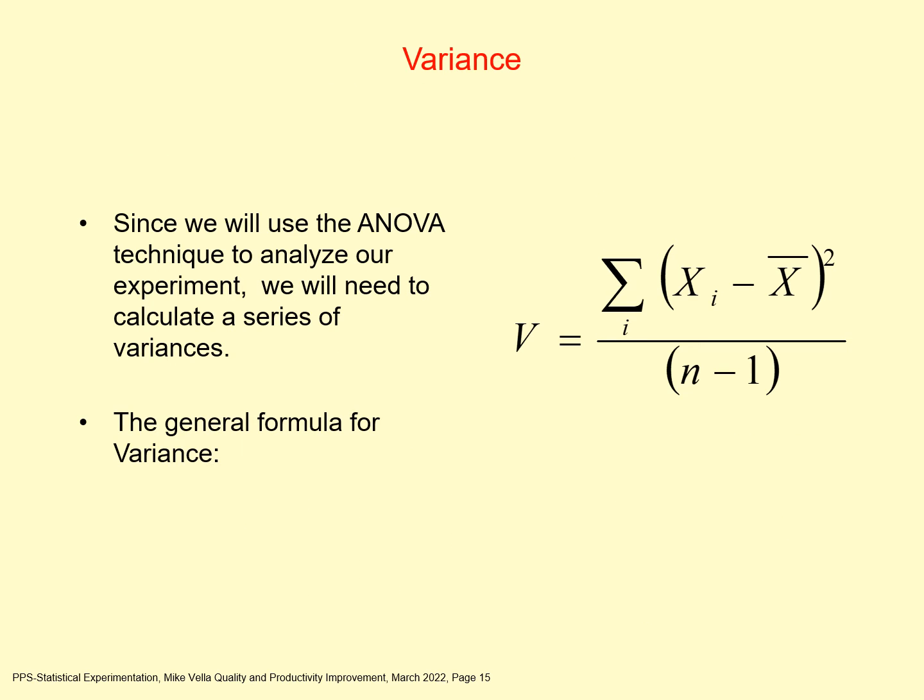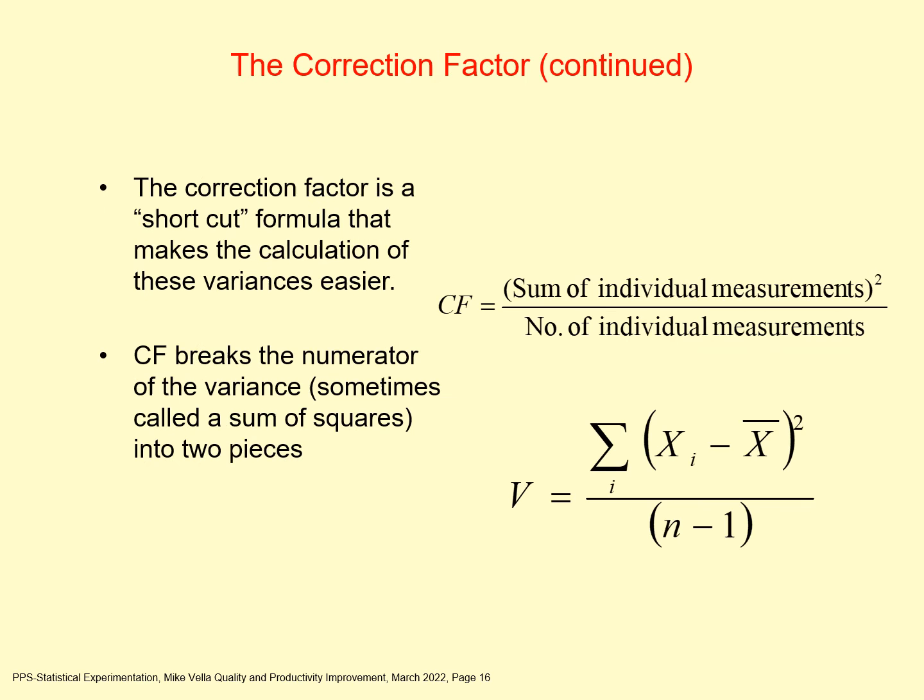You'll recall that we're going to be using analysis of variance as a technique to analyze our experiment. And we're going to be calculating a series of variances. Of course, the general formula, as you recall, is on the right. Well, Taguchi and his team recommend that we use a little bit of a shortcut that's called a correction factor. The correction factor will be used to help us analyze the numbers and create our F table.